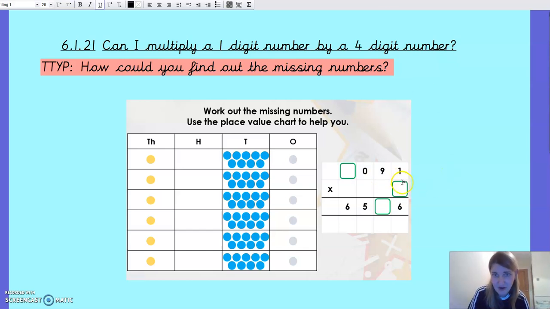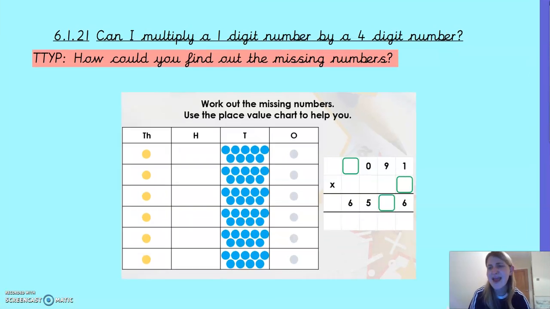answer missing. Well, if I look here, I know the first step is going to be multiplying my 1 digit by the ones. Something times 1 is 6. Well, we know any number times by 1 will equal itself. So surely the answer to this must be 6. You got it. Well done.